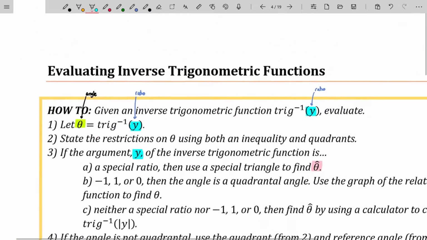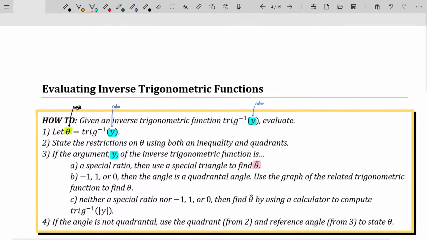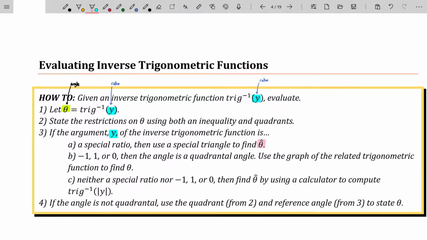And the easiest way to attack that is just to graph the related trigonometric function. So if you're taking the inverse sine, graph the sine and find out when its output is 1, -1, or 0, whichever your ratio is. We'll see examples of each of these.